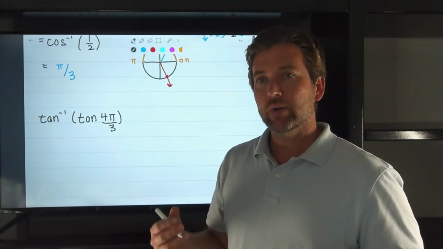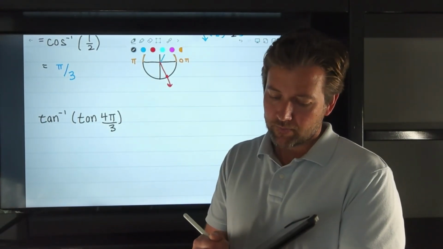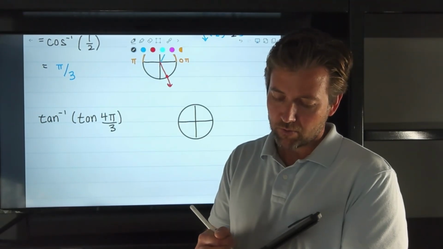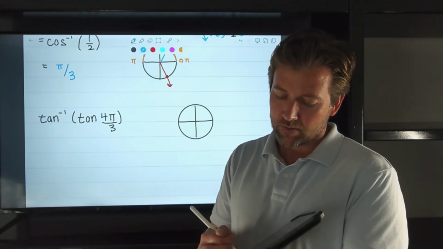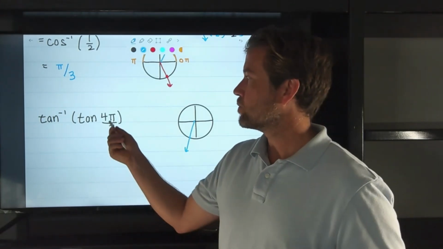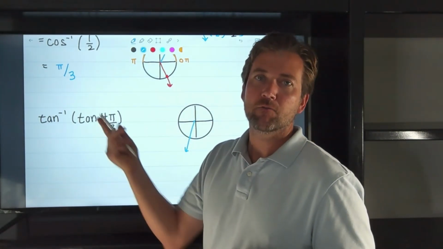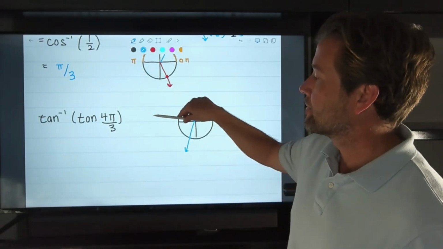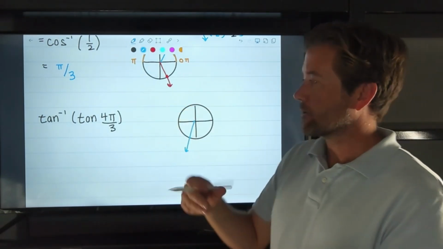So let's go ahead and just evaluate this like we did the first set of problems. 4 pi over 3. It's going to be this angle right here. This is 1 and 1/3 pi. 3 divides into 4 one time, so 1 1/3 pi. So if I start at 0, this is 1 pi, plus I have to go 1/3 pi more.